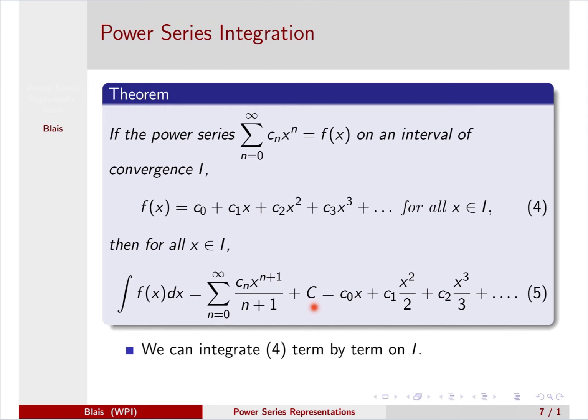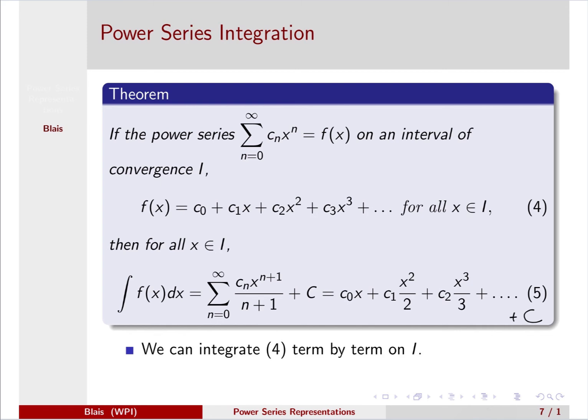plus c. Another way you can see that is if we look at the terms. The antiderivative of c naught with respect to x, c naught x. The antiderivative of c1 x with respect to x, c1 x squared over 2. Antiderivative of c2 x squared with respect to x, c2 x cubed over 3, plus an arbitrary constant c. Again, which is kept here. We can draw that over here as well.